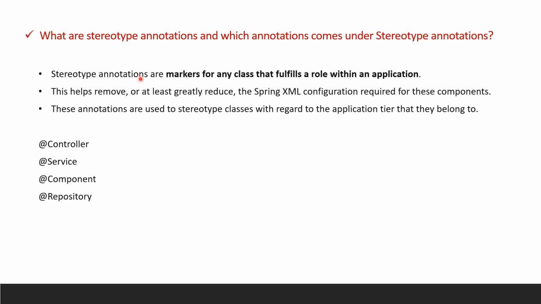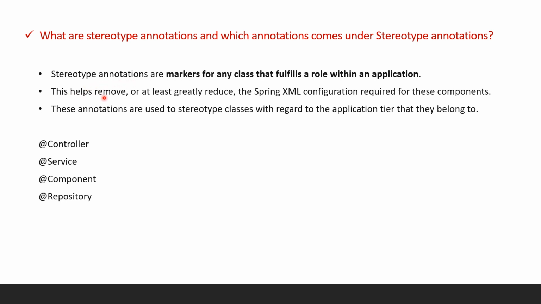Stereotype annotations are markers for any class that fulfills a role within an application. Some of the annotations come under stereotype, and some do not. It is like a marker for that particular class which is fulfilling or representing a particular role within that application. Such types of annotations are called stereotype annotations.